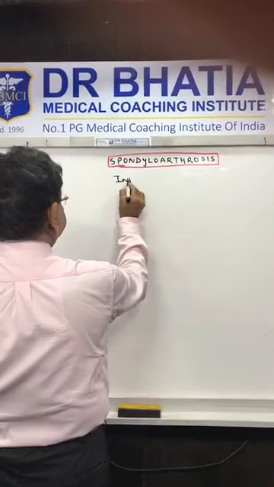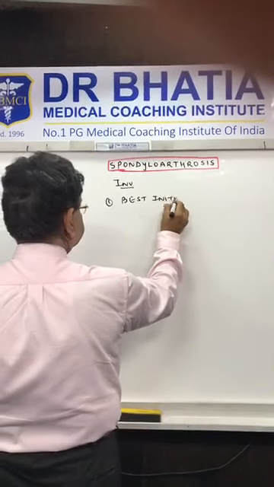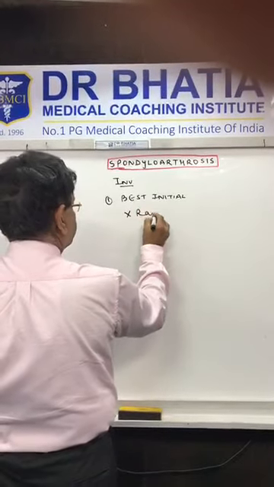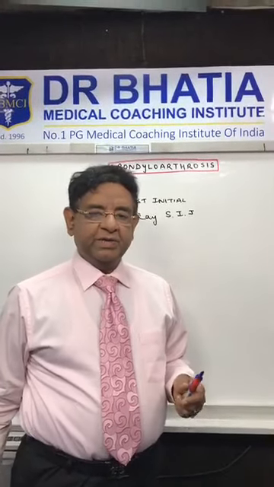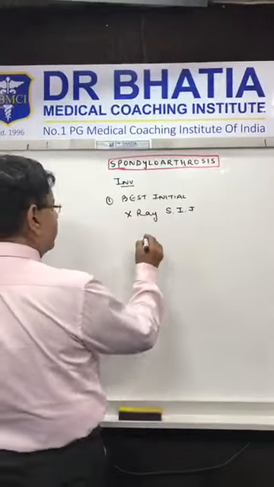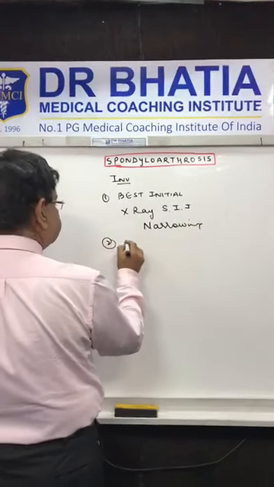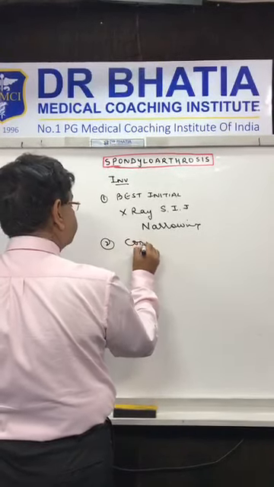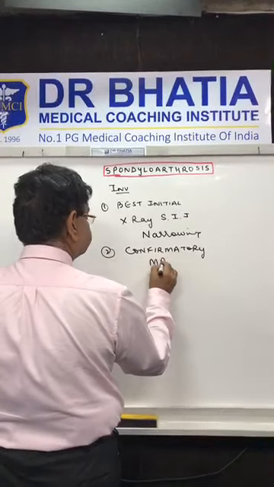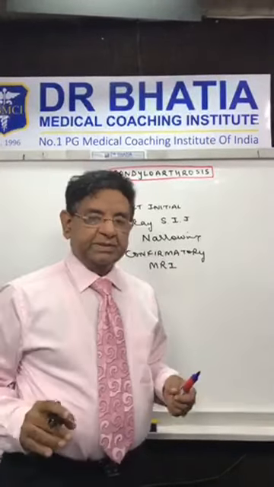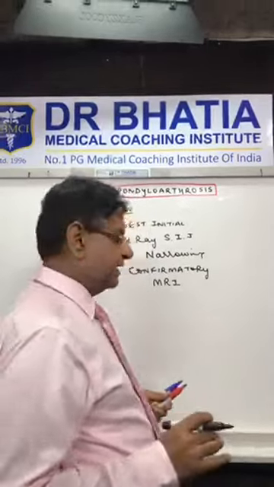Investigation. Best initial test: X-ray of the sacroiliac joint. Okay, that space is reduced, narrowing of the space. But the best, most confirmatory test is MRI. These two are really specific. MRI is the most specific to diagnose a case of ankylosing spondylitis.